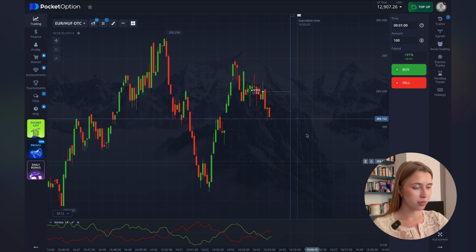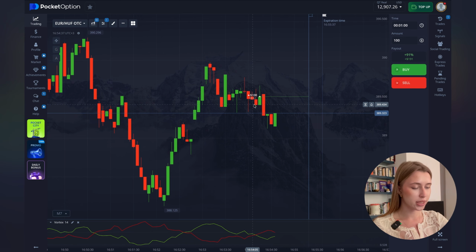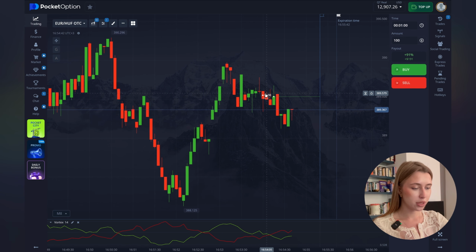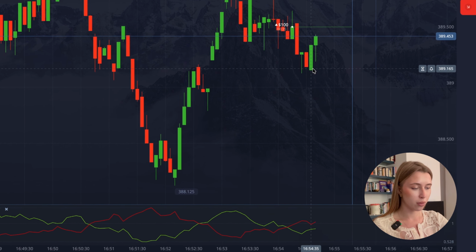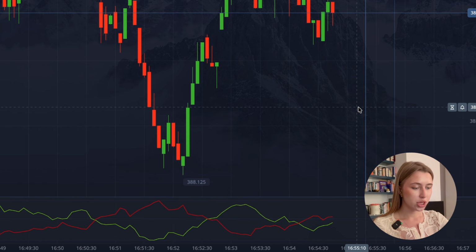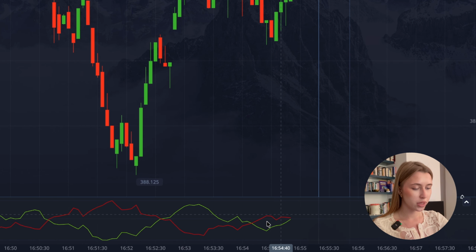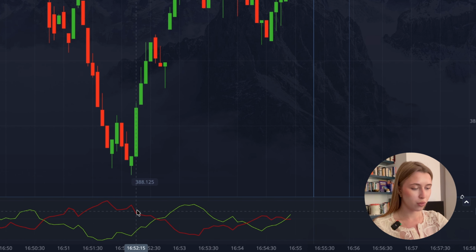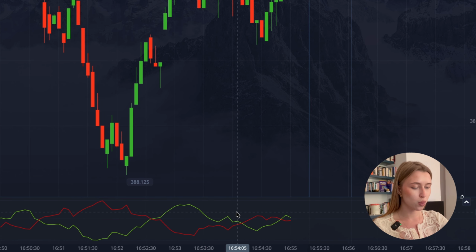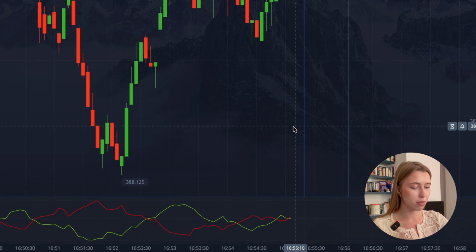I want to immediately point out why I opened this trade upward right away, without analysis, without any checking. Why did I open upward? Because I saw that the green line was crossing the red line. Generally, this is how the indicator works. We look at line crossings. When the red line crosses the green one from top to bottom, this is the key point, from top to bottom, we open a sell trade. When the green line crosses the red one from top to bottom, we open a buy trade.